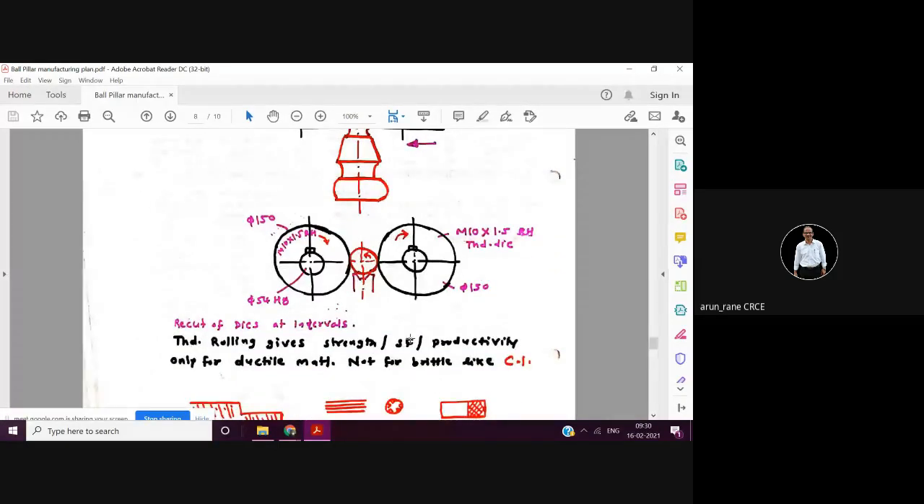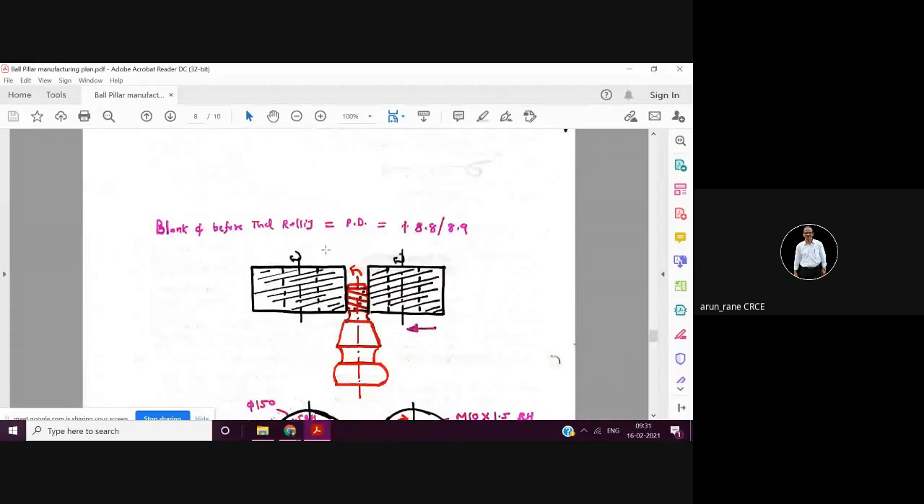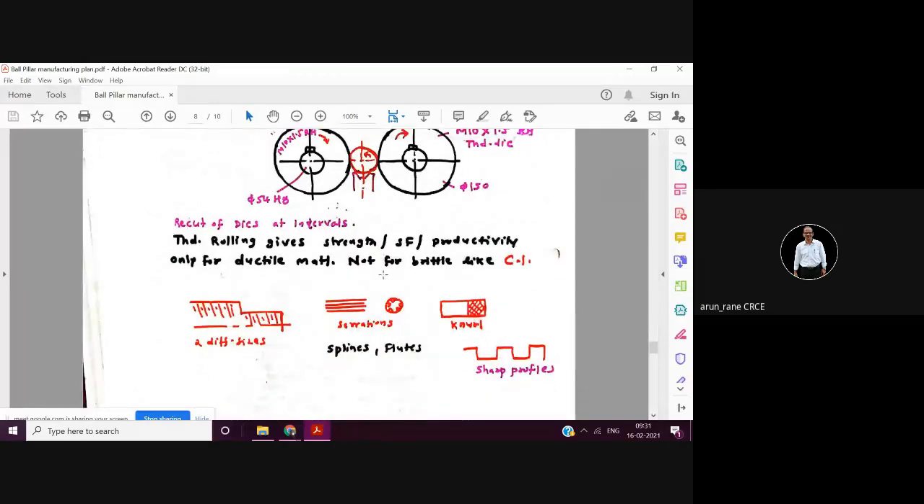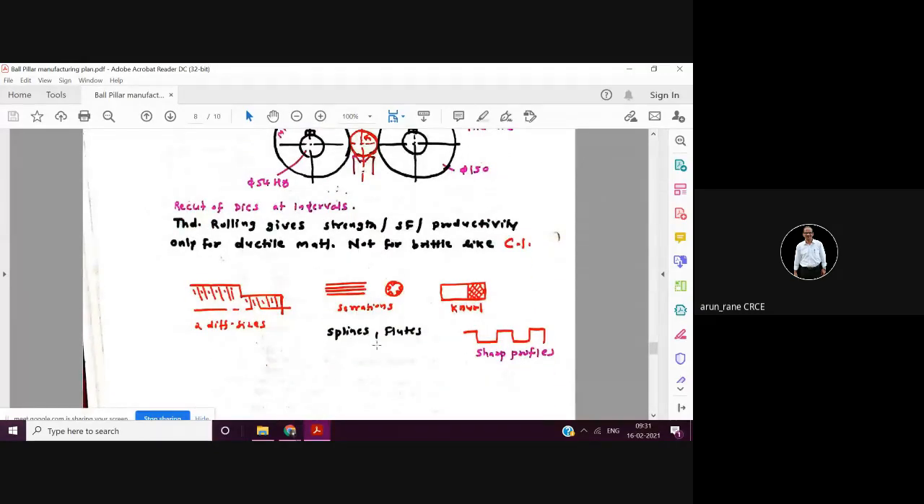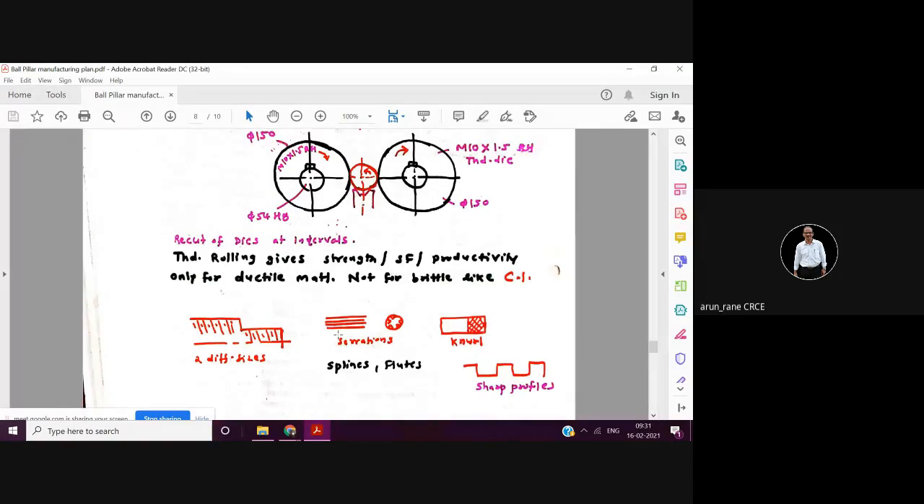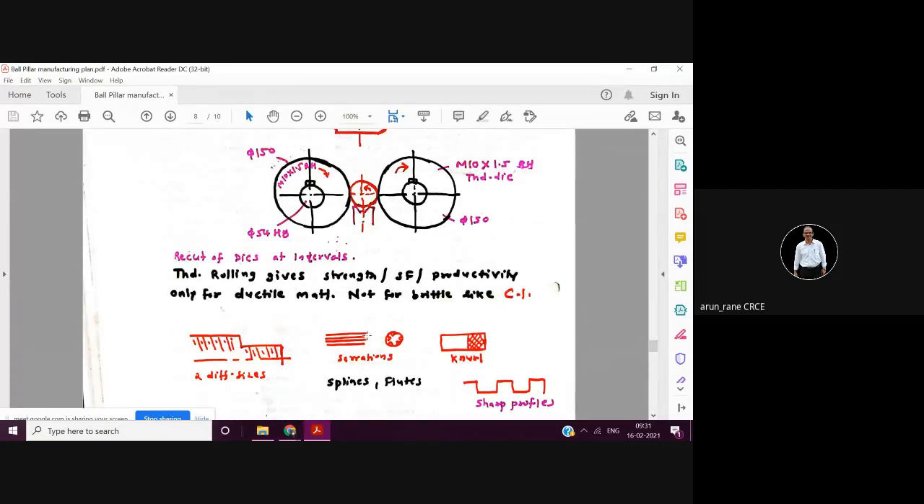The most important thing is that the diameter of this blank should be undersized. It should be equal to the pitch diameter. Not only can you do thread rolling, but you can also do serrations. These are the questions which we ask in the viva. Can we do serrations in thread rolling? Because with thread rolling the impression is that it can only do threading, but you can do splines also.